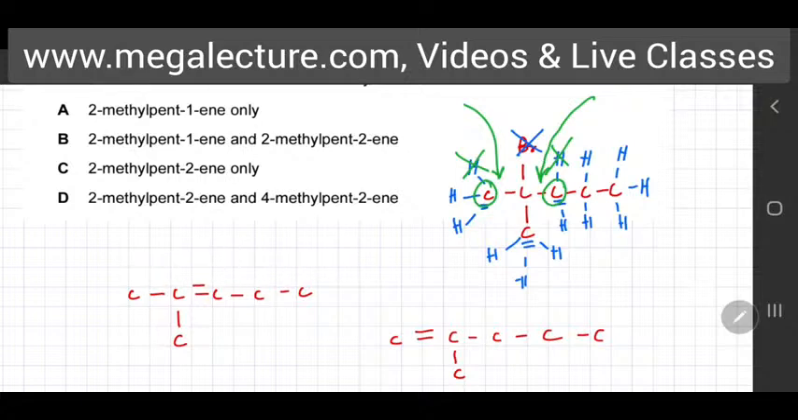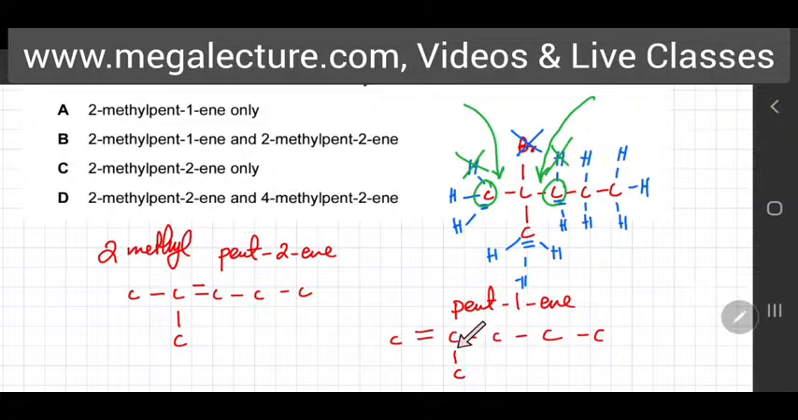So that's pent-2-ene. Why? Because that's 1, 2, 3, 4, 5. So second one, and there's a methyl on the second one as well. So that's 2-methylpent-2-ene. What is this one? This one is 5 carbon atoms and that's pent-1-ene. So this one is pent-1-ene.